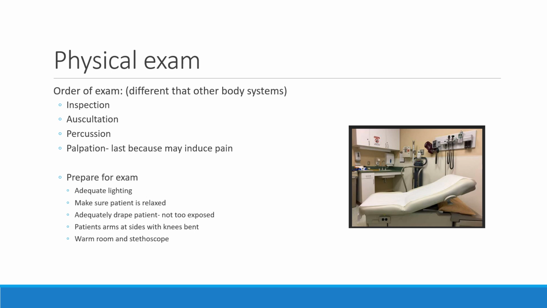Before we do our abdominal exam, we want to make sure that we are prepared for it, that we have good lighting, because we need to be able to visualize the skin of the patient's abdomen, and look for any bruising, ecchymosis that may be there. We want to make sure the patient is relaxed, so the room is at a good temperature, that the patient is adequately draped, that their arms are at their sides with their knees bent. The purpose of this is just to relax those abdominal muscles as much as possible. And we want to make sure that our hands and stethoscope are warm so that when we touch the patient, it doesn't cause that muscle contraction from being cold.